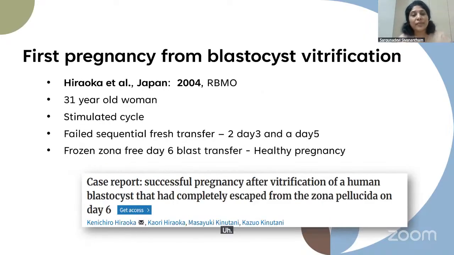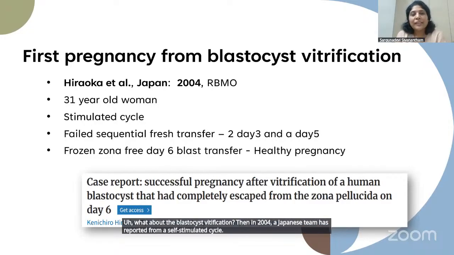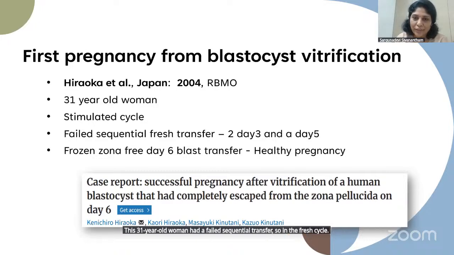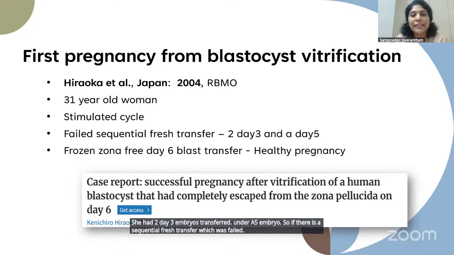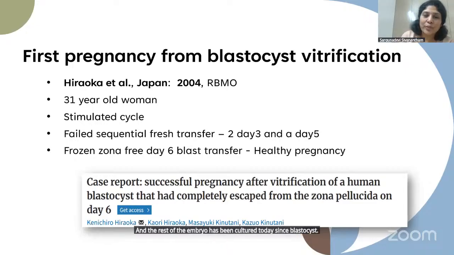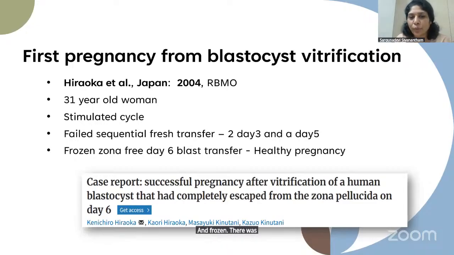What about blastocyst vitrification? In 2004, a Japanese team reported from a self-stimulated cycle. This 31-year-old woman had a failed sequential transfer. In the first cycle, she had 2 day 3 embryos transferred and a day 5 embryo, so there was a sequential fresh transfer, which failed. The rest of the embryos were cultured to day 6 blastocyst and frozen. There was one zona-free embryo frozen.